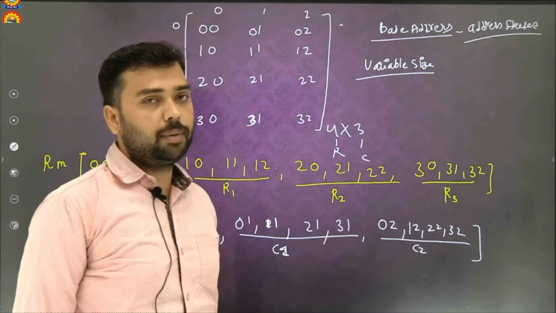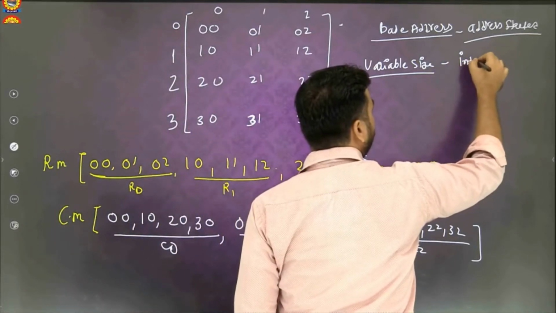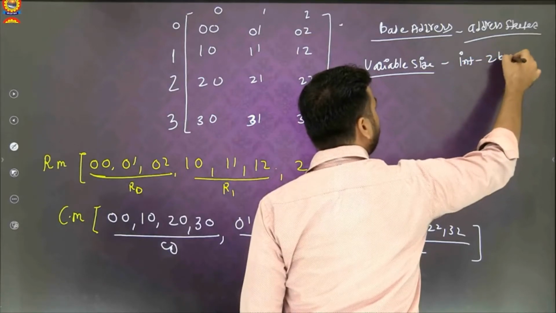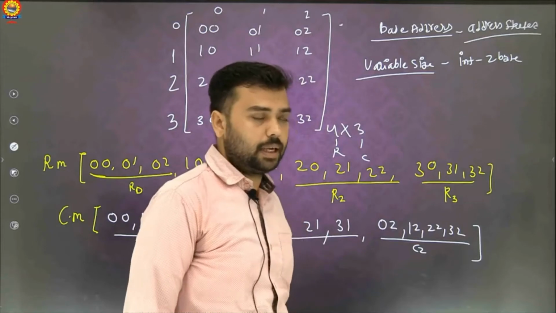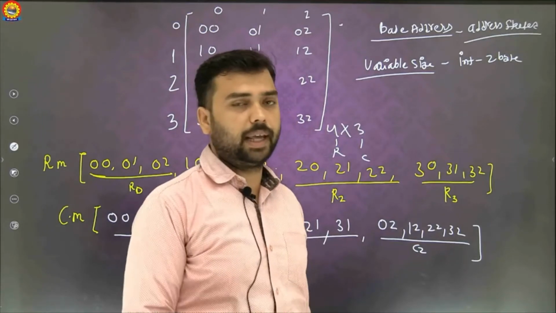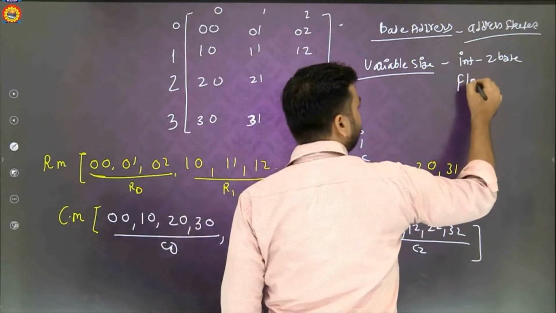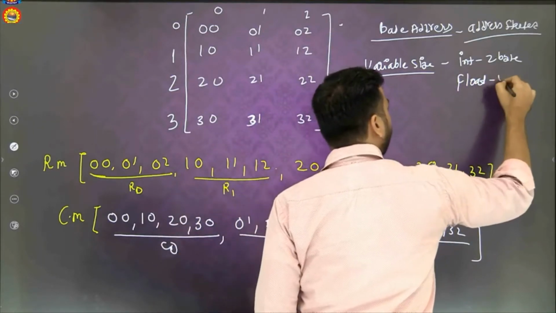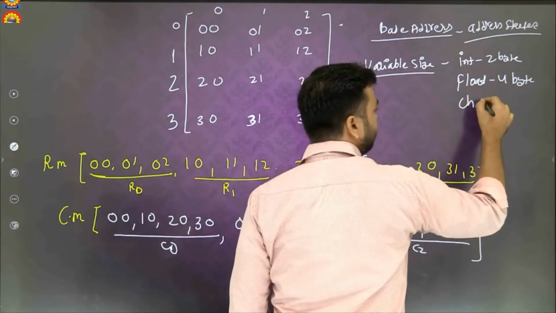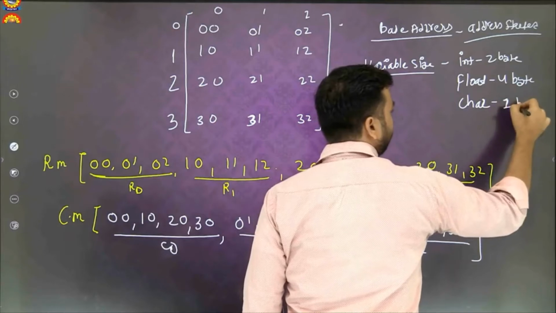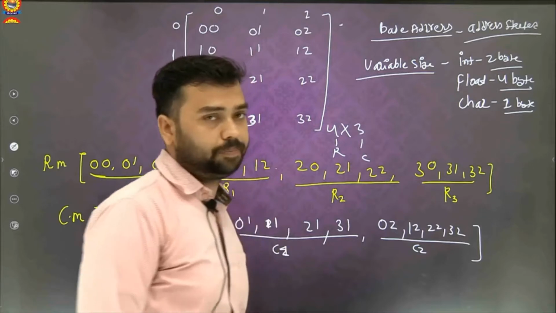And size of the variable, suppose in general we can say int takes 2 byte in the case of Turbo C++, and in the case of Dev C++, it will take 4 bytes. Float will take 4 byte, and character will take 1 byte. So it is the size of the variable.